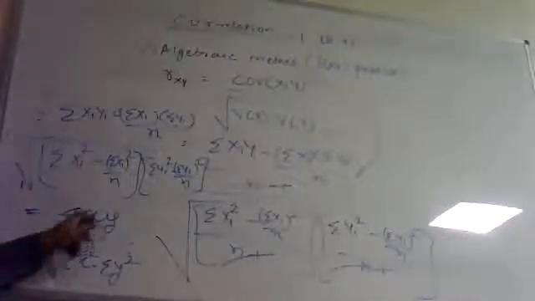into summation of yi square minus summation yi bracket square divided by n. And in short, small xy divided by small x small y. Understood the difference between capital XY and small xy?